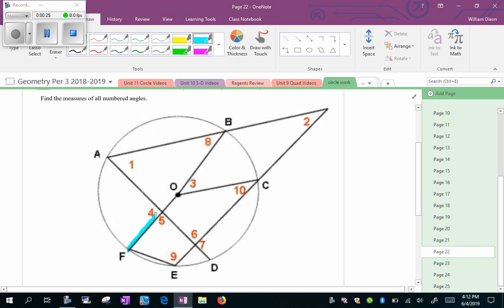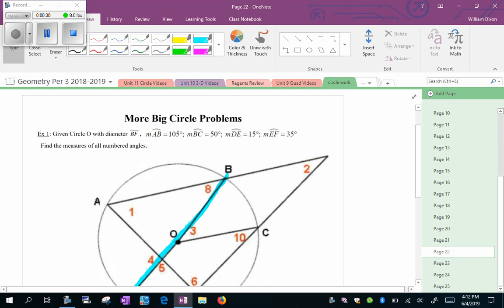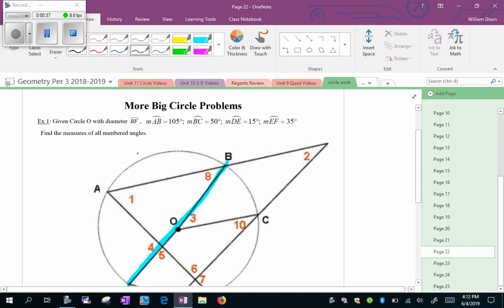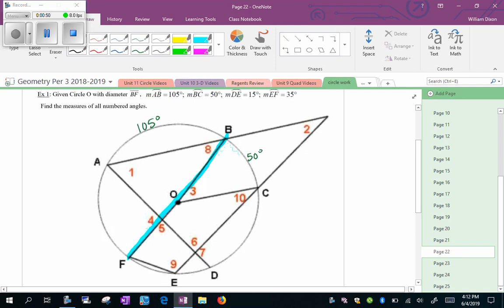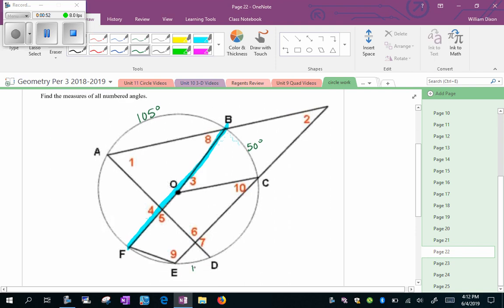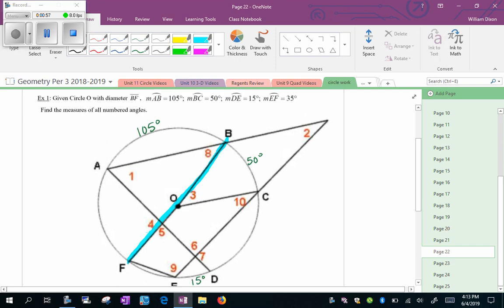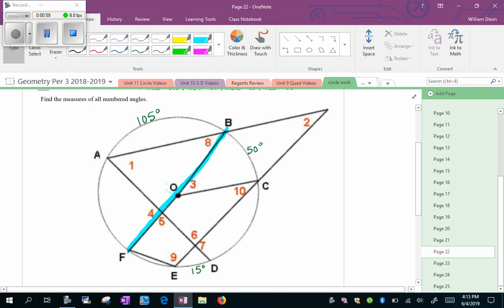So BF is my diameter. I'm given that arc AB is 105, so I'm going to put the arcs in there right away. So AB is 105 degrees. I'm given that arc BC is 50 degrees. Fill that in. I have arc DE is 15 degrees. And then I have arc EF is 35 degrees.